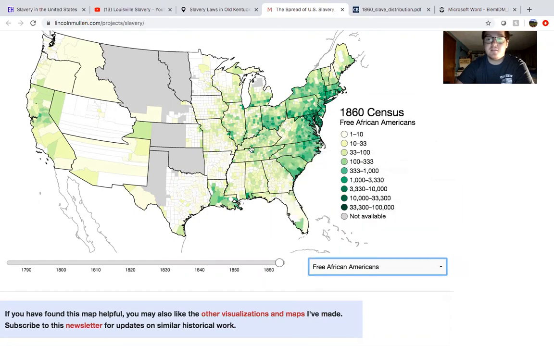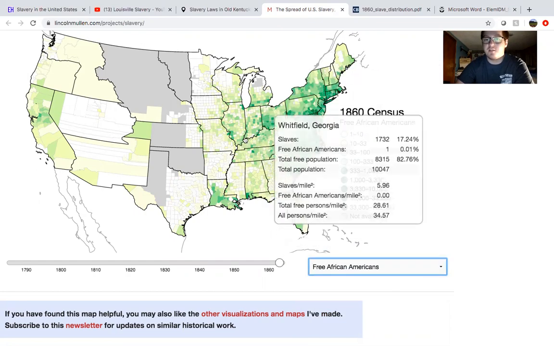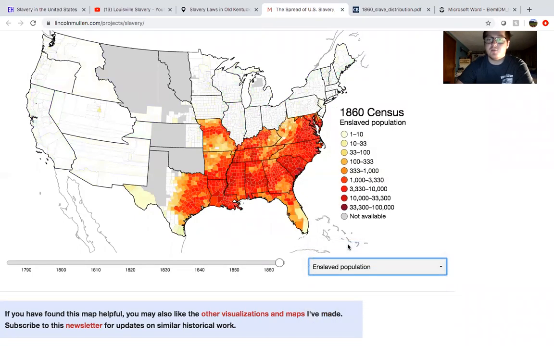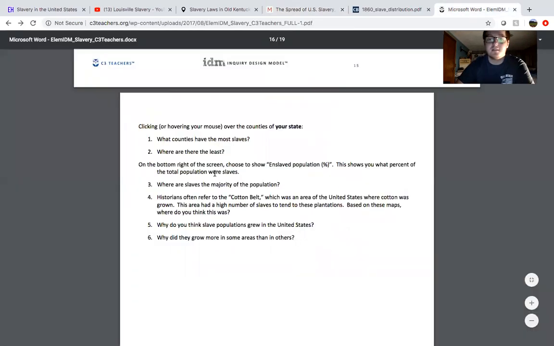Not really in the South. They escaped to the free North. Remember, they crossed the River Jordan to the free North. But this question says go to the enslaved population, which is what we were looking at. So we see our South, and obviously none in the North in 1860.